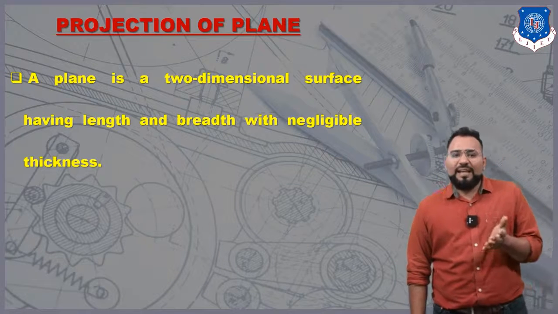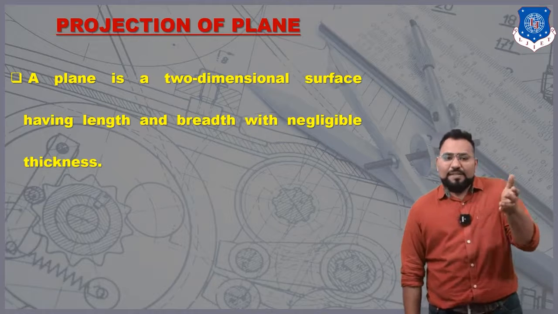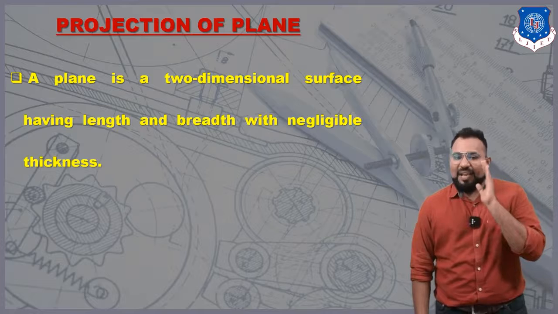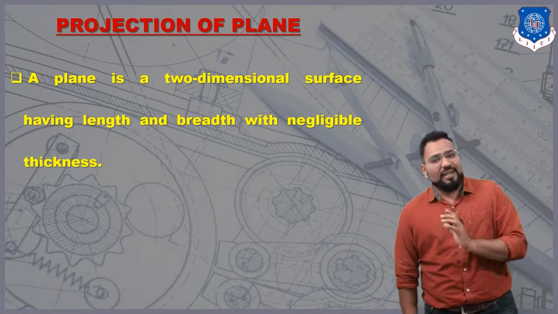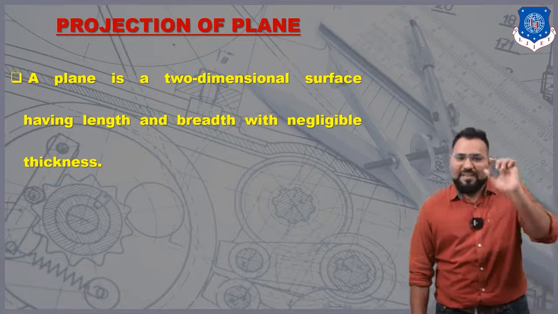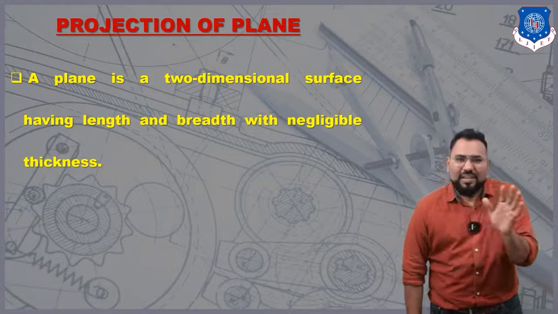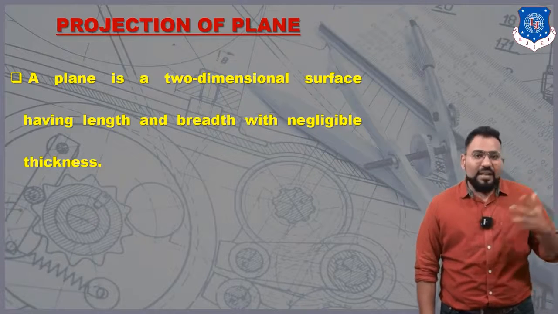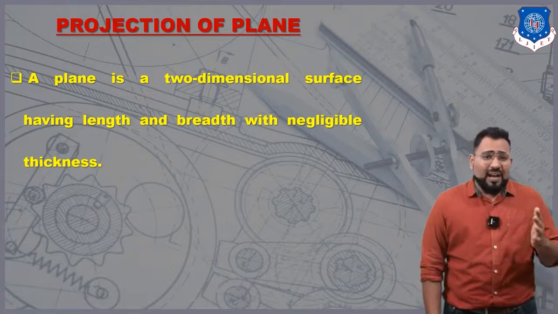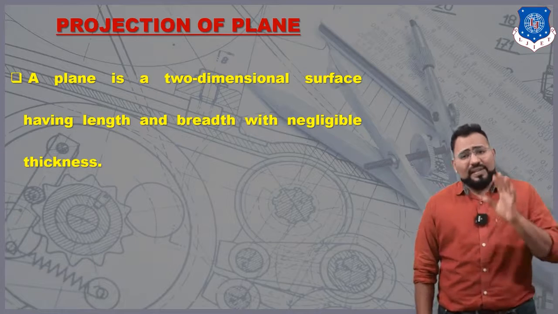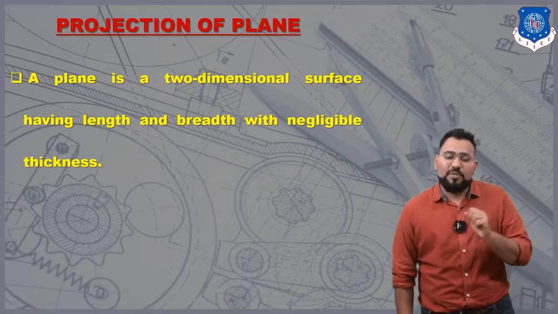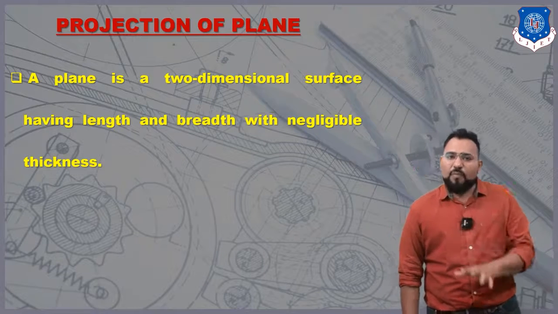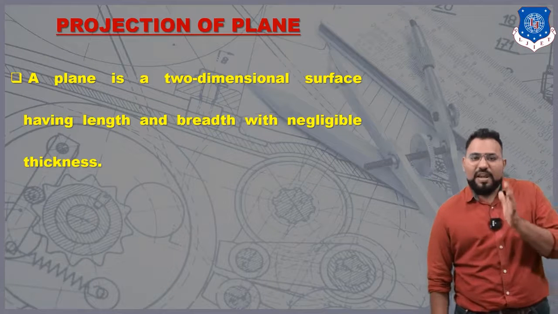You know that a plane is a 2D geometry. As you can see in the definition on your screen, a plane is a two-dimensional surface having length and breadth with negligible thickness. In short, it's a 2D geometry having length and breadth but no thickness, or you can say negligible thickness. For example, square, rectangle, pentagon, hexagon, circle, etc. These are all examples of plane surfaces because these are all 2D geometries having length and breadth but negligible thickness. So I hope now you will understand what I am trying to say when I say plane.